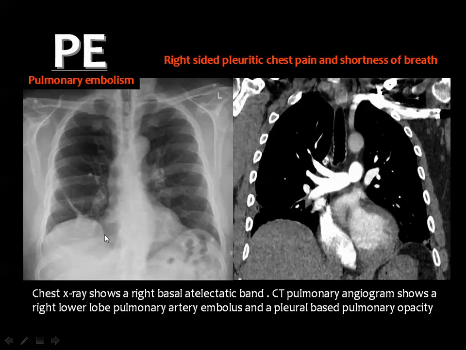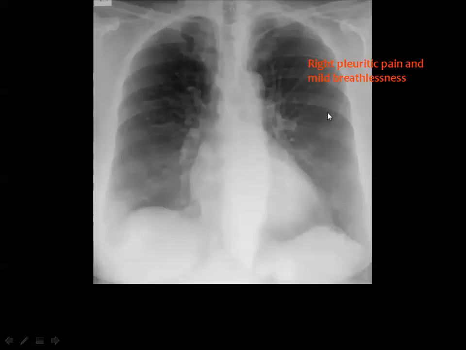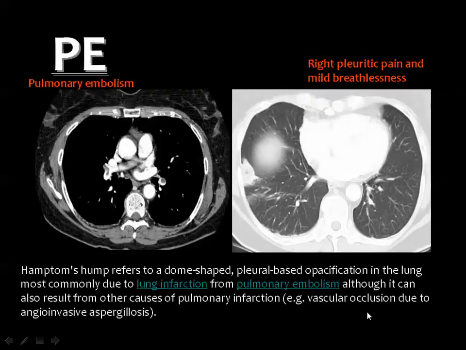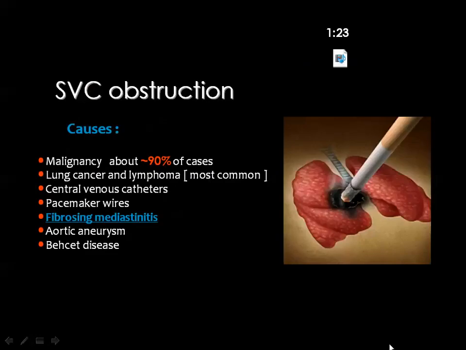And here you see basal atelectasis with some elevation of the diaphragm. The CT angiogram showed an embolus within the lower lobe pulmonary artery branch. And in this patient with pleuritic pain and mild breathlessness, you can see an almost clear chest radiograph apart from this veiling near the costophrenic angle on the right side. But here you can see by CT scan bilateral filling defects in the pulmonary arteries denoting emboli, and you see a pulmonary infarction in the right lung.